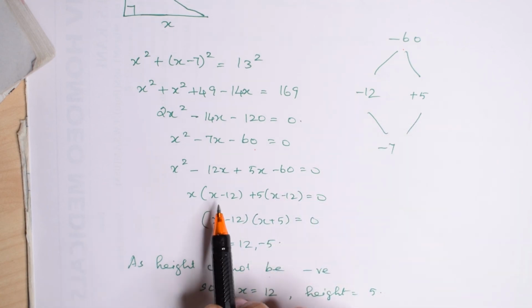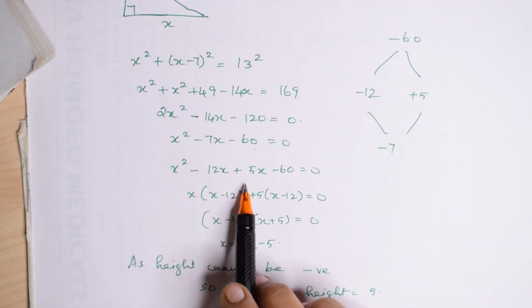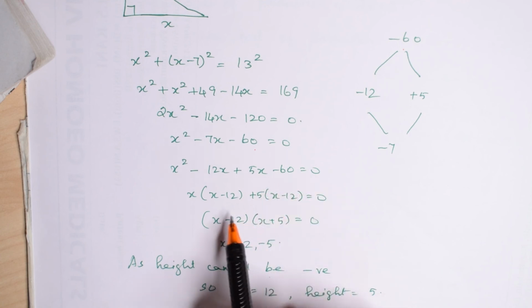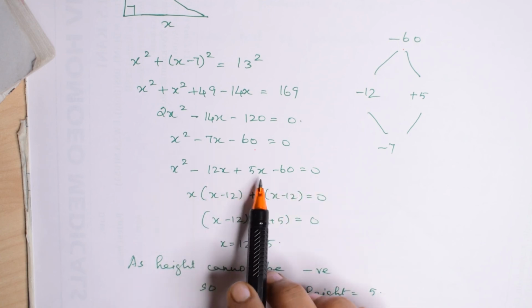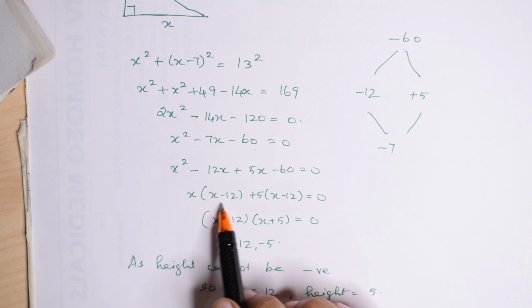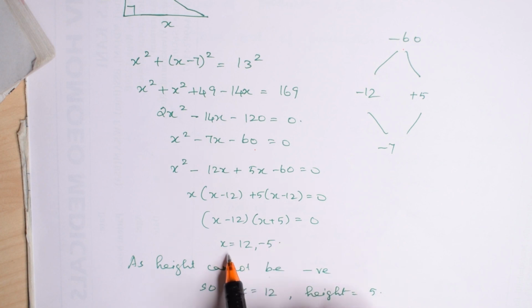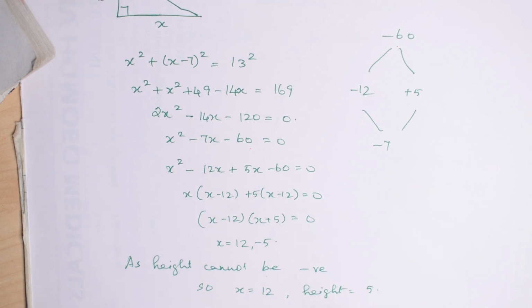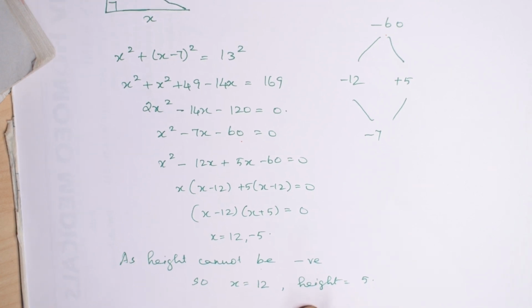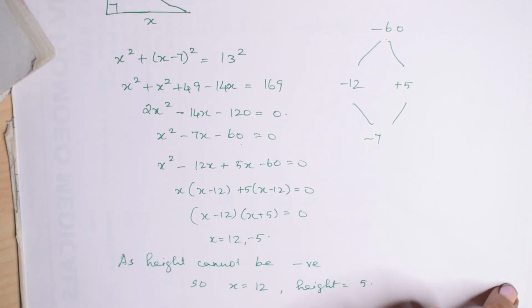When I simplify it, x square minus 12x plus 5x minus 60 is equal to 0. The common term x is outside here, and plus 5 is outside here. So I have a common bracket x minus 12. Taking the bracket x minus 12 outside, I have remaining x plus 5. So x value is equal to plus 12 or minus 5. But a height cannot be a negative number, right? So I am going to consider only 12. So the actual x is equal to 12 and this height is going to be 5, 12 minus 7, so it is equal to 5.